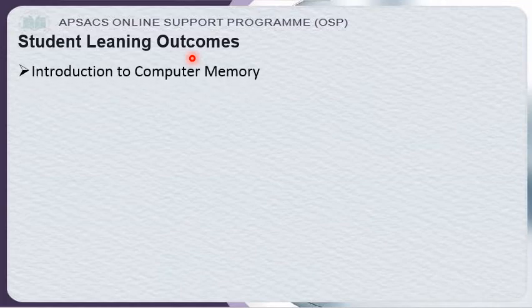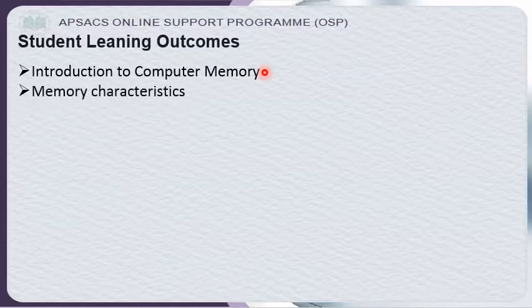First of all, we will discuss an introduction to computer memory, what computer memory is. Later on, we will discuss some characteristics or properties of computer memory. Depending on these properties or characteristics, we distinguish these memories.